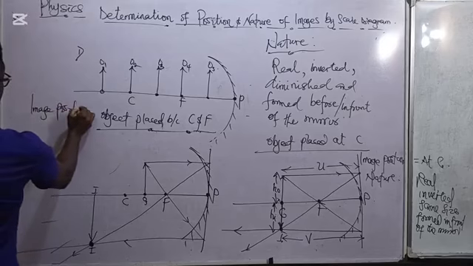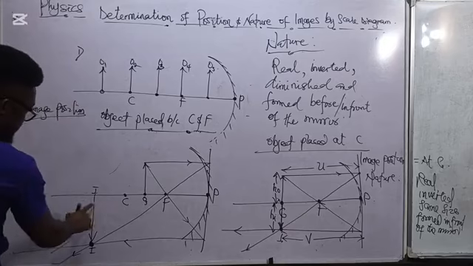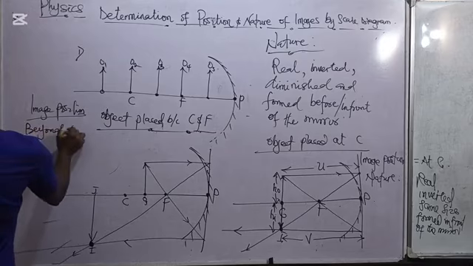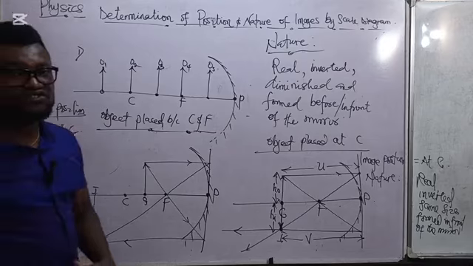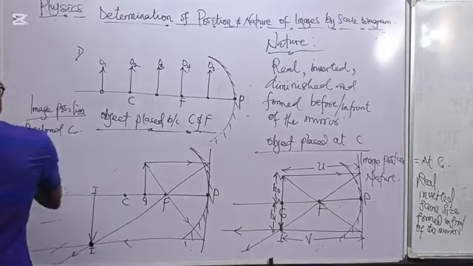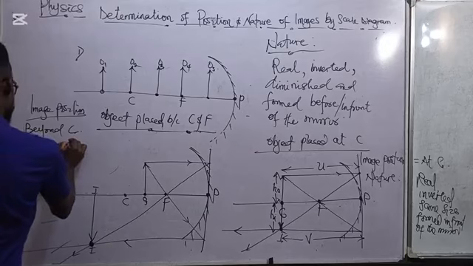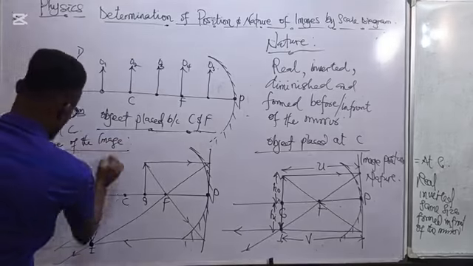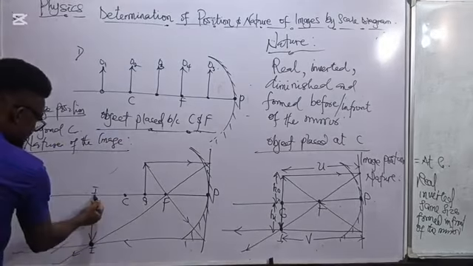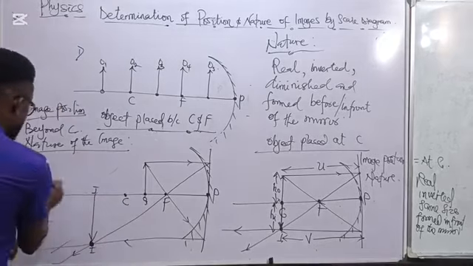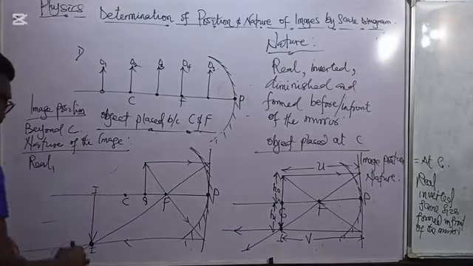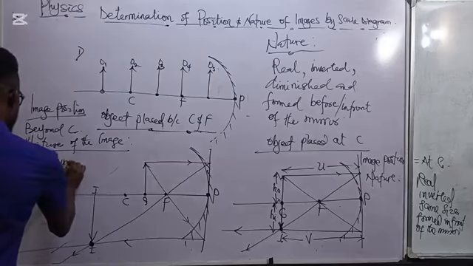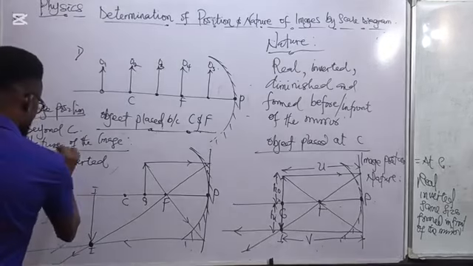The image position, so we said the image position is beyond C now. So beyond C. What about the nature of the image? The image formed before the mirror, which means it is real. And any real image must be inverted. So it's real, inverted. Okay?